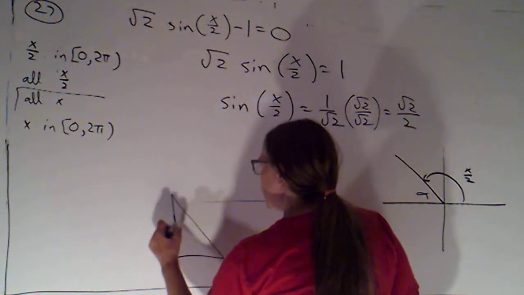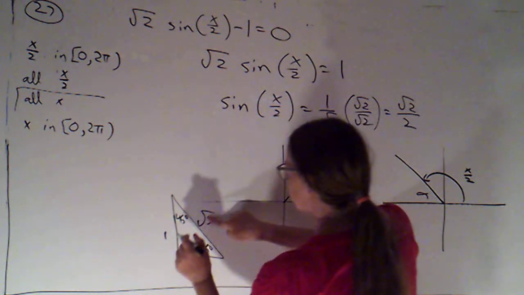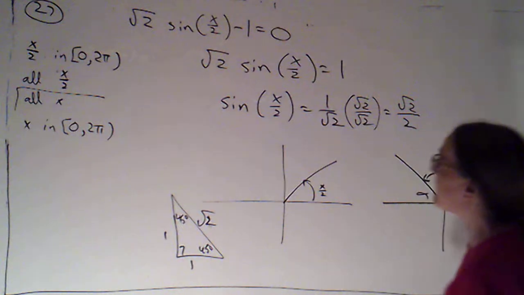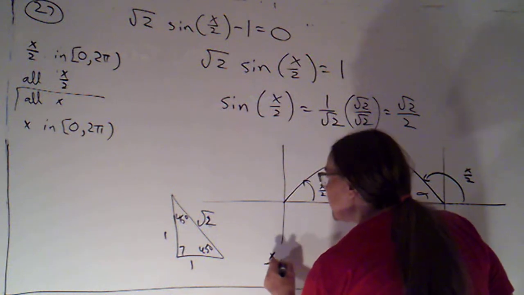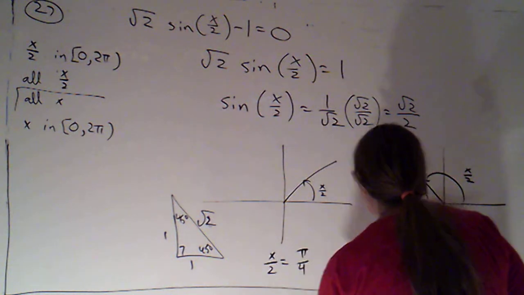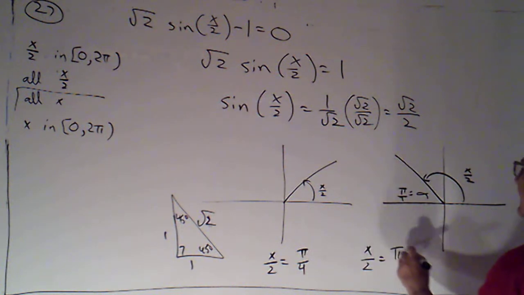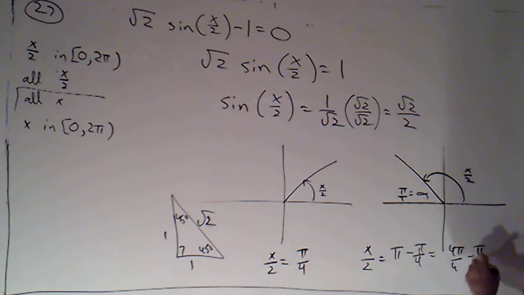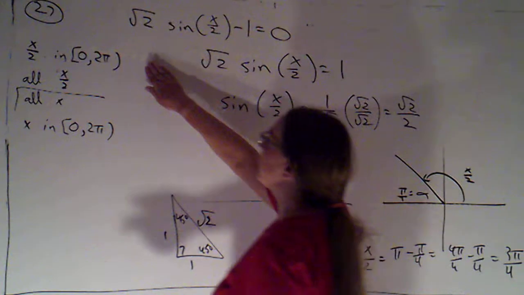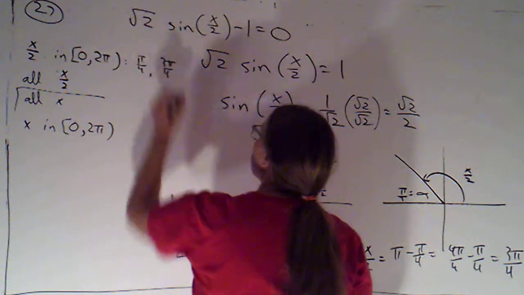I probably recognize that, but if I want to double check, here's my 45, 45, 90. Whoops, that's a root 2. Yep, I am getting 1 over root 2, which rationalizes to root 2 over 2. So here I'm getting x over 2 is pi over 4. Here, alpha is pi over 4, so x over 2 would equal pi minus pi over 4. That's 4 pi over 4 minus pi over 4. So that's 3 pi over 4. Okay. So I've got these two solutions here, pi over 4 and 3 pi over 4.